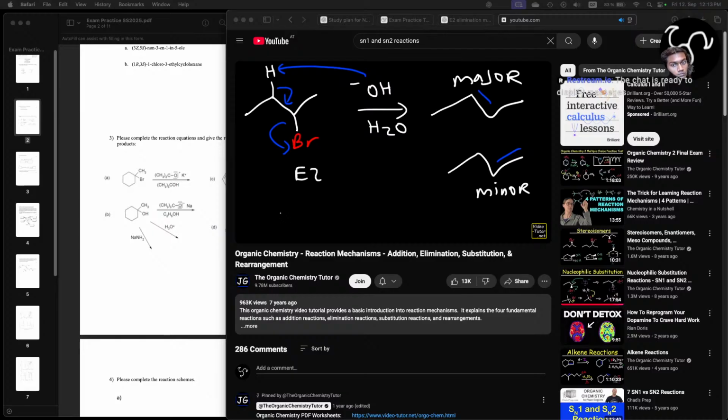It's a second order elimination reaction. The rate depends on the concentration of the substrate, that is the alkyl halide, and the concentration of the base, which in this case is hydroxide. So it's first order with respect to the substrate, first order with respect to the base. 1 plus 1 is 2, so it's second order overall. So it's a second order elimination reaction.